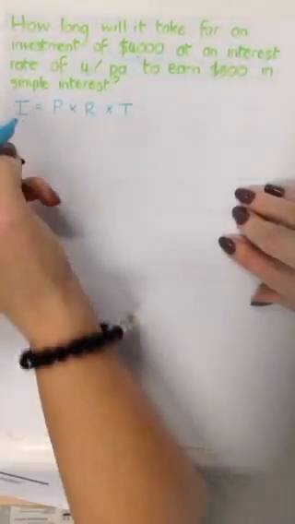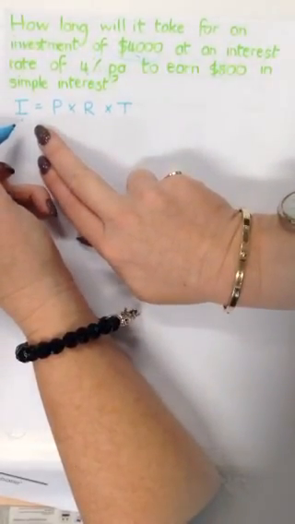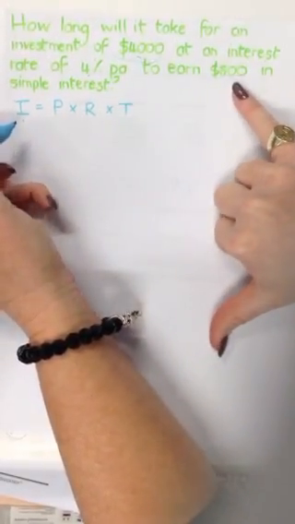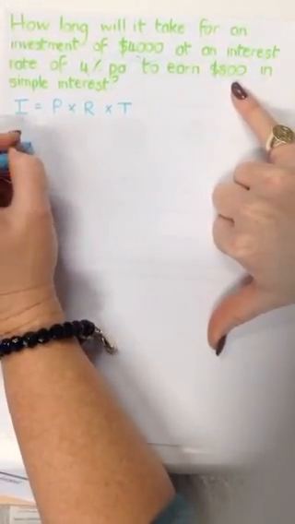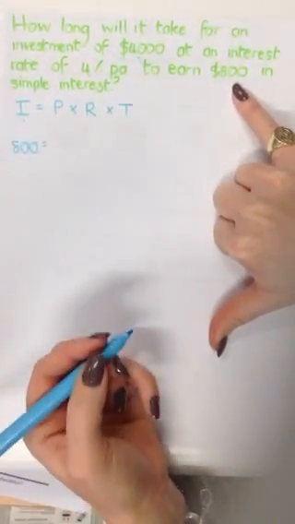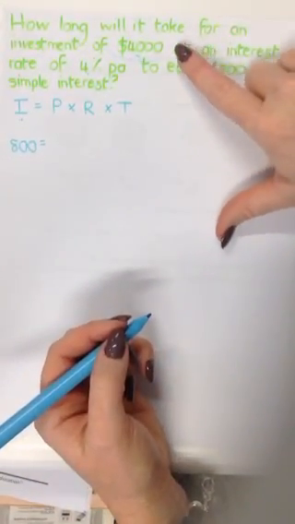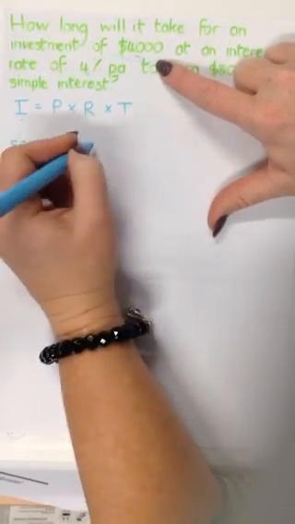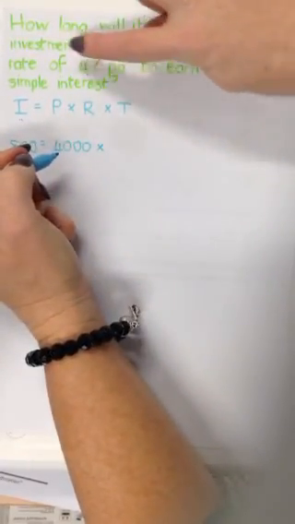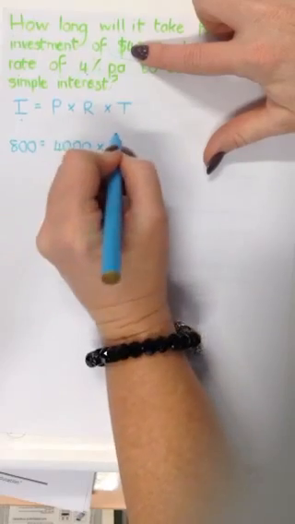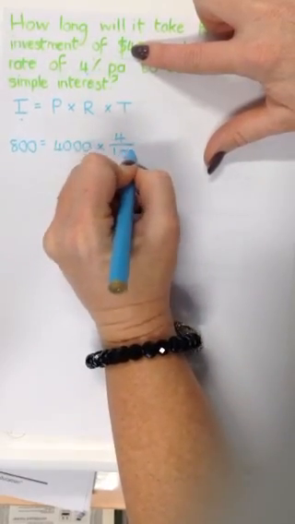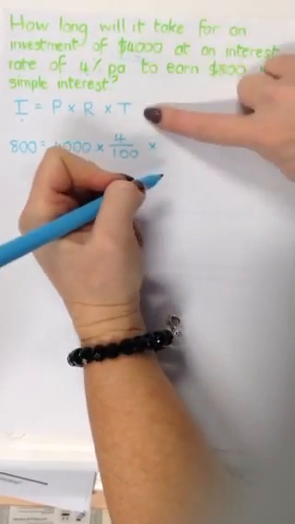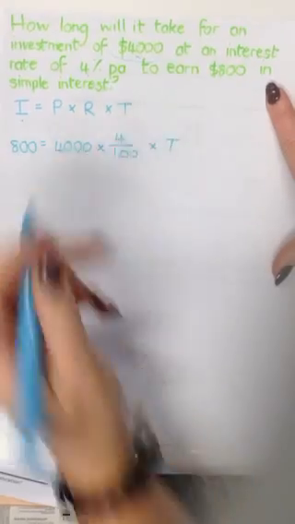Okay. So we're going to start off with, right, what was our interest? Our interest was 800. So we go 800 is equal to, okay, what was our principal? Our principal was 4,000. Okay, and remember we times it by our rate, which was 4%. So we go 4 over 100 times by our time, which we don't know. So we just put a T in.